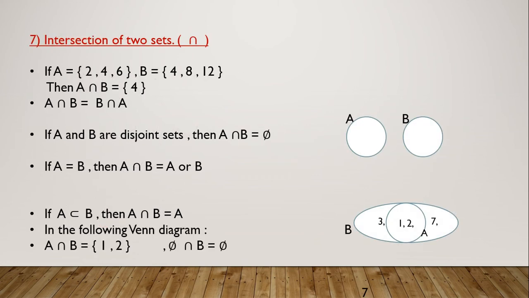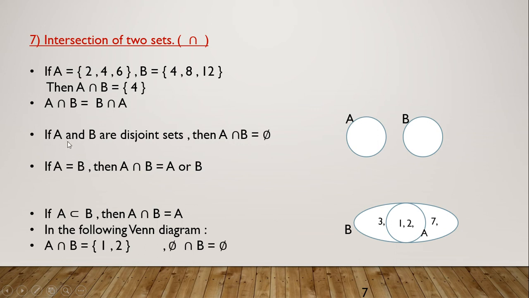Number 7, intersection of two sets. This is the symbol of the intersection. Intersection means there are common elements between the two sets. If A equals 2 and 4 and 6, and B equals 4 and 8 and 12, then A intersect B equals what? What are the common elements between A and B? 4, one element, 4. Okay, so A intersect B equals 4. A intersect B equals B intersect A, the same.